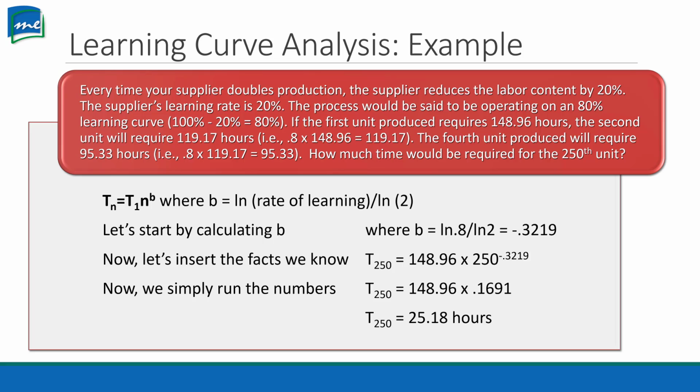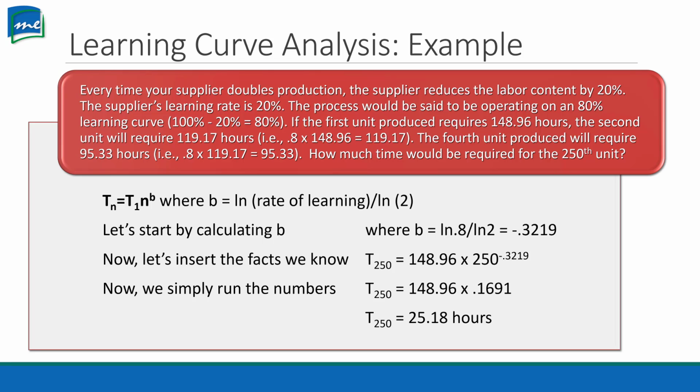The fourth unit produced, remember, we're doubling every time your supplier doubles production. So that's 1, 2, 4, 8, and so on. So the fourth unit produced will require 95.33 hours. So that's 0.8 times the 119.17, and that's going to equal that 95.33. So that 119 was from the 2 units. Remember the doubling that our supplier is doing.